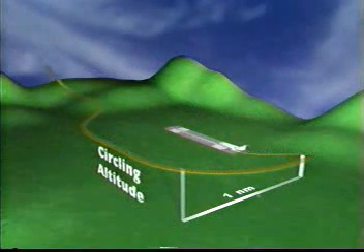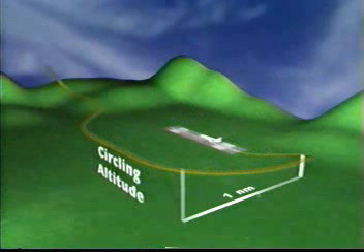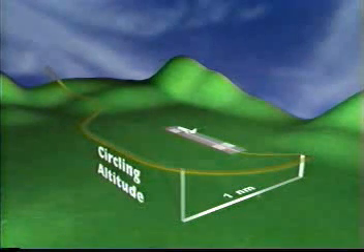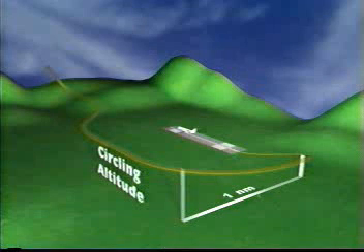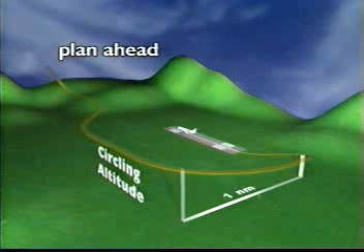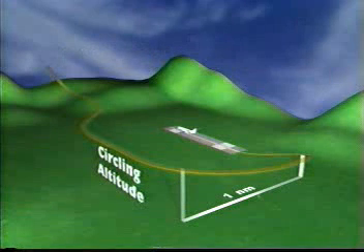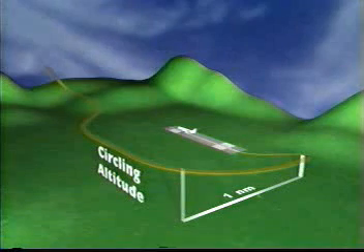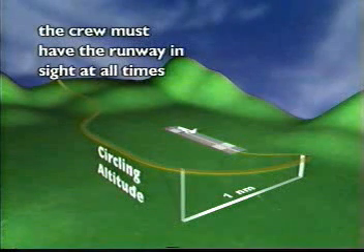Therefore, the most important thing to be observed in a circling approach is to be at the right height and right speed when intercepting final approach. Follow these rules to get it. Plan ahead. Estimate how many seconds after passing abeam the threshold you will extend the downwind leg. Estimate how much you must descend on the base leg. The crew must have the runway in sight at all times.